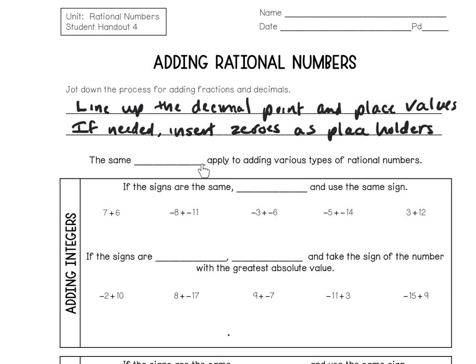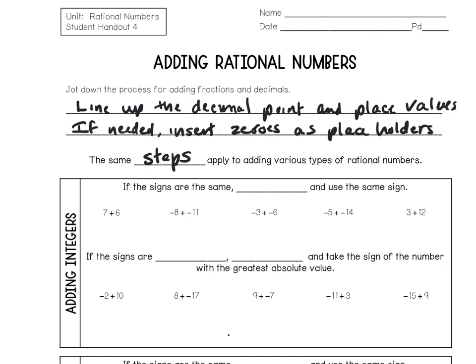These same rules apply to adding various types of rational numbers. So the same steps apply, and we're going to write steps. When we're working with integers, we're going to use the same steps whether we have integers or rational numbers, meaning fractions and decimals. Besides using our integer rules, we're also going to have to use the decimal rules. So we're going to be applying two different families of numbers, applying their rules.